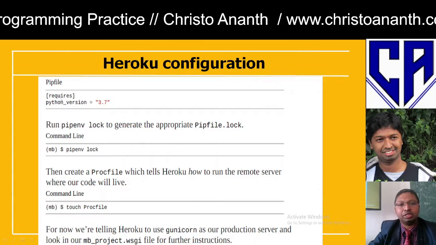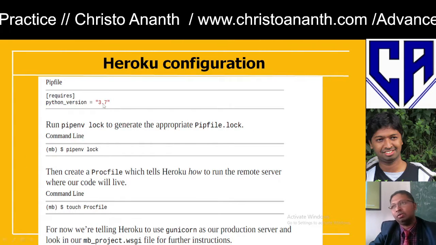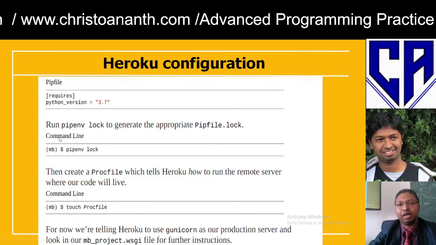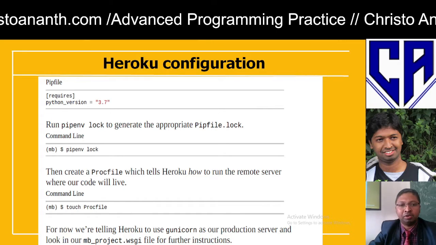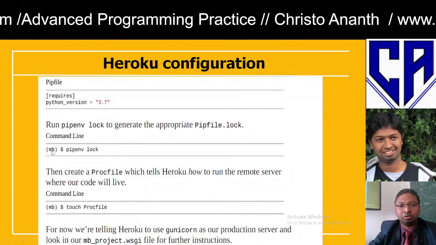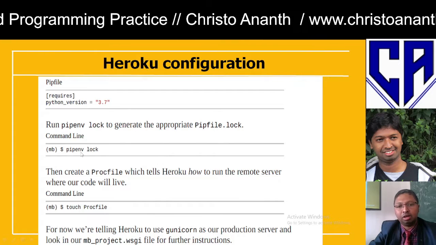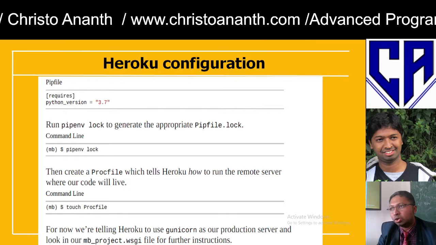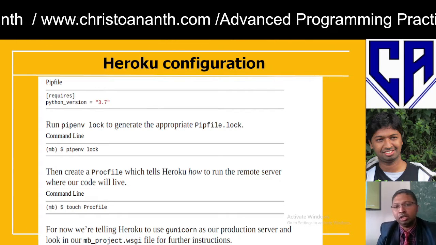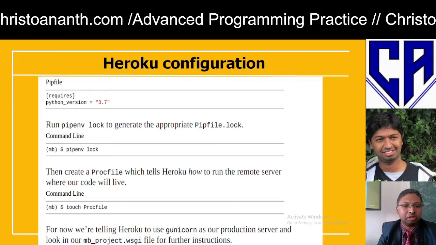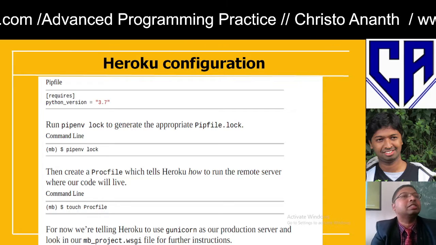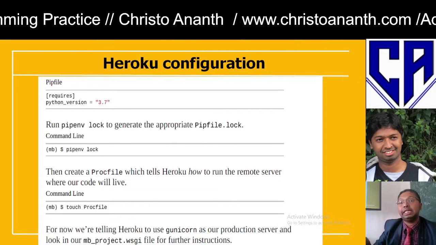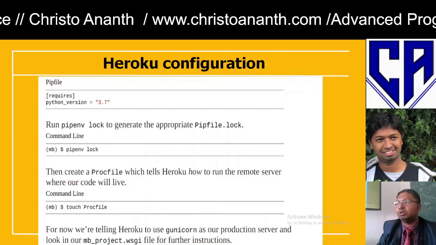In the Pipfile, which requires the Python version, it is 3.7. Maybe if you have a lower version, you can choose that also. And then you run pipenv lock to generate the appropriate Pipfile.lock. So within the prompt, you go with MB $ pipenv lock. That will give the path for entering the Procfile. The Procfile tells Heroku how you are going to run the server. So you are going to access this Procfile. That's the reason you go within MB, $ touch, which is actually accessing the Procfile.